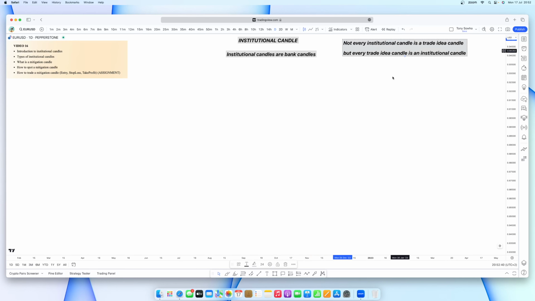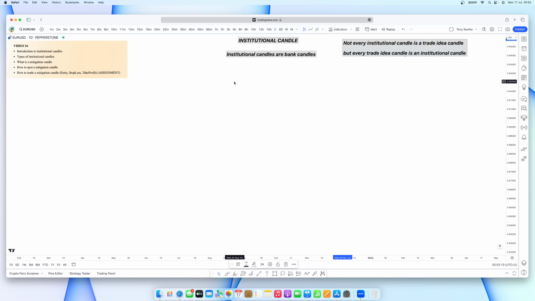That is it. So now I've explained to you or given you an introduction to what an institutional candle is. Forget the definition I just showed you. That is not how you're going to be trading. You're not going to be trading every last sell candle before the up move or every up candle before the down move. No. There are specific institutional candles I like to trade, and there are only three in number.